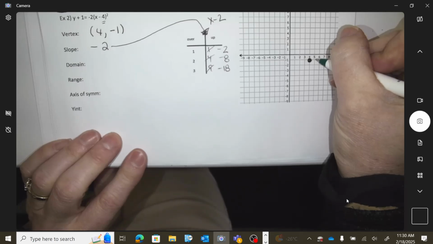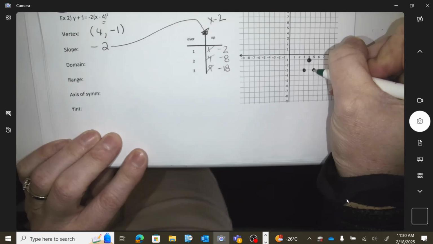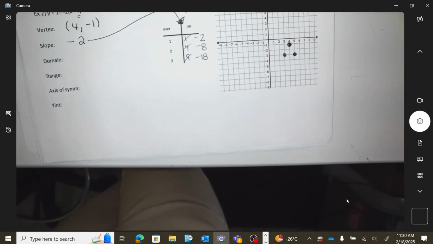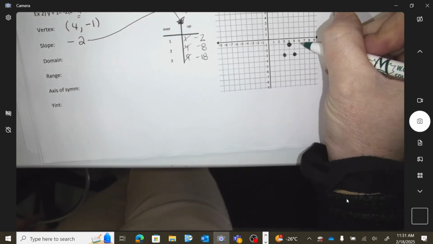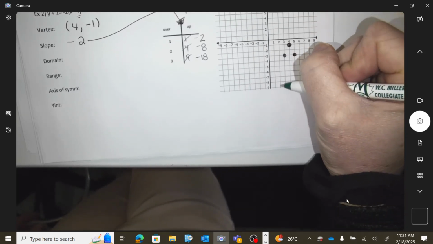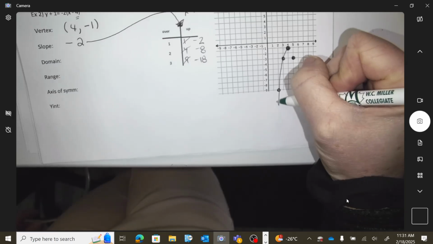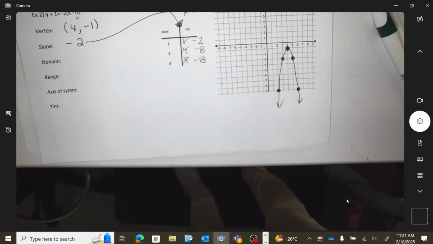Okay, so here I go. 1 over, 2 down. One over, 2 down. Okay, what do you always have to do in the pattern? Reset. You got to get back to the startup line. Back to your vertex. Okay, give me 2 over and 8 down. Okay, so I see it got flipped, good, and it got narrow. It's skinnier than the other one.